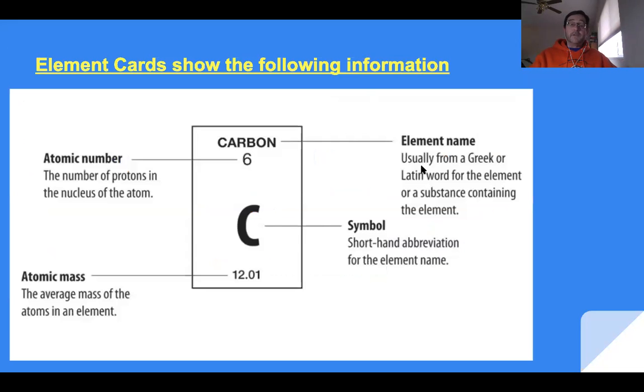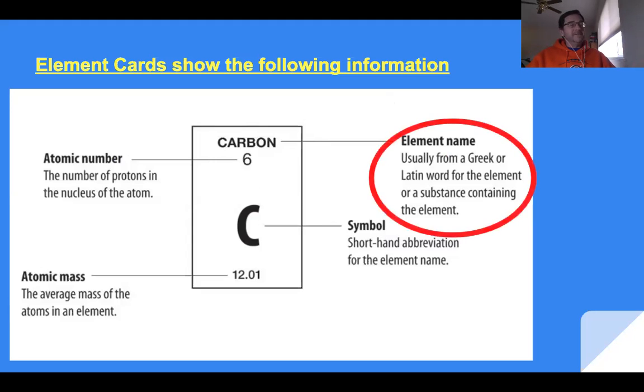Okay, so you're somewhat familiar with looking at the element cards because you had to do this for that meme assignment. You guys did really, really well on, by the way. Some of those chemistry memes were really funny. I appreciated them. Thank you.